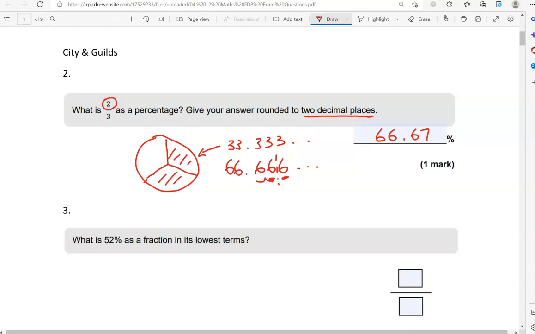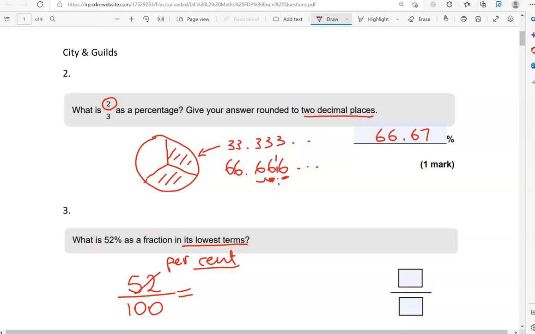What is 52% as a fraction in its lowest terms? 52%. Percent means out of 100, per 100. So 52 out of 100. We've got to give the answer in its lowest terms, so we've got to simplify. Can we divide both numbers by one number? Can we divide both numbers by 2? Yes, we can.